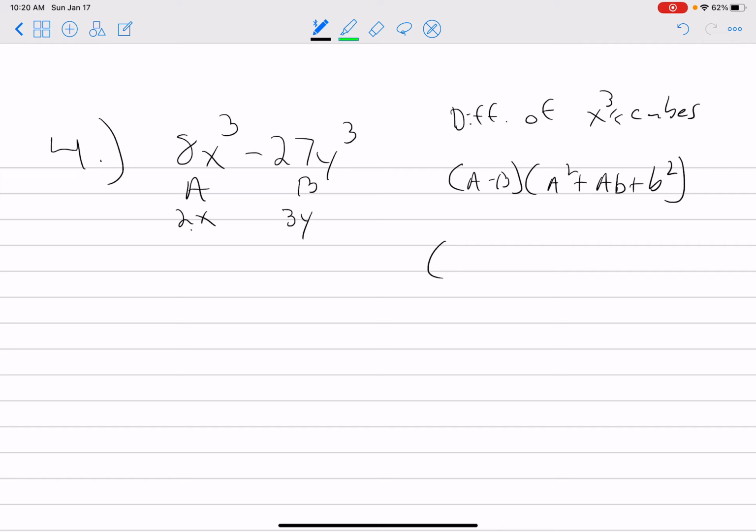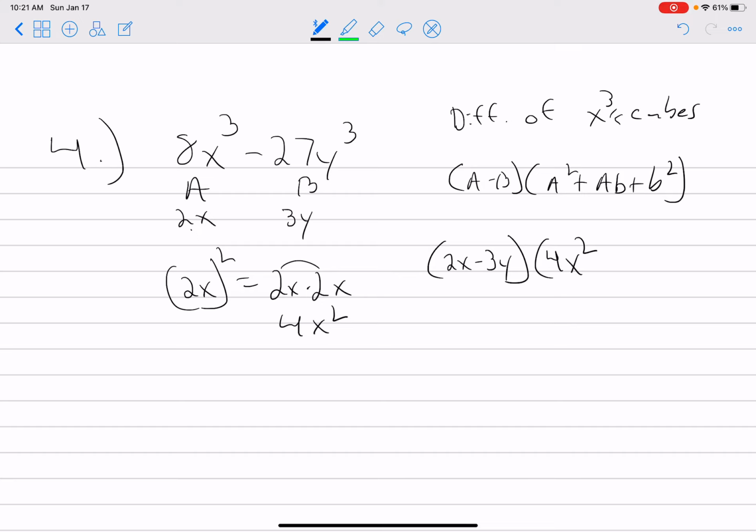No GCF to remember. So it's 2x minus 3y times a squared. Here's where people are going to make a mistake. It is not 2x squared. It is 4x squared. Remember, a squared is 2x squared, which means 2x times 2x, which means 4x squared. Hopefully all that wasn't necessary, but this is a super common mistake that people make, so please don't call that just like 4x or 2x squared. A times b is 6xy, and b squared is 9y squared.